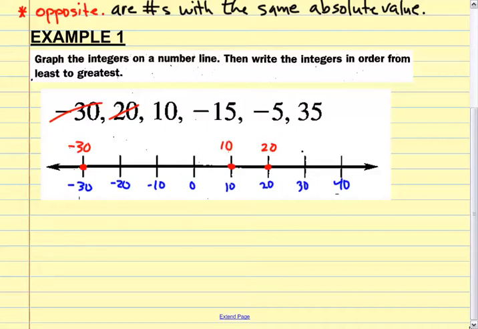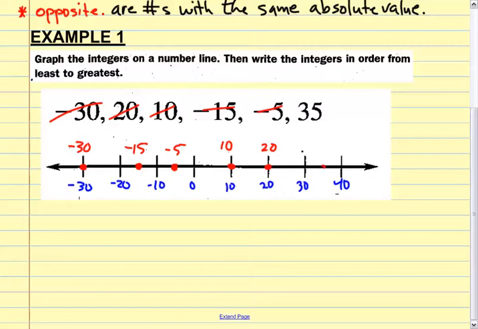Allison, pick it up from there. Negative 15. On negative 2, which is halfway in between negative 10 and negative 20. Halfway between negative 10 and negative 20 is negative 15. Good. All right. What about negative 5? Halfway in between 0 and negative 10. 0 and negative 10 is negative 5. Good. And then finish off that last one for us, Allison. You put it halfway in between 30 and 40.